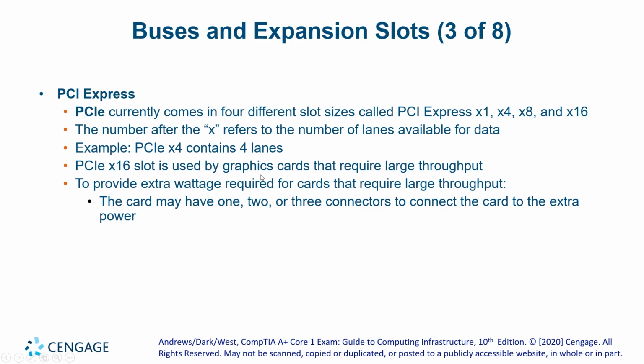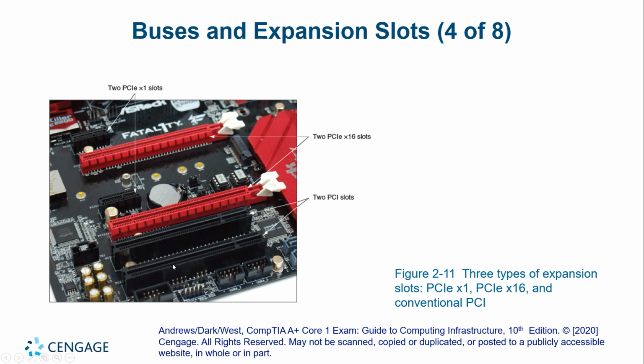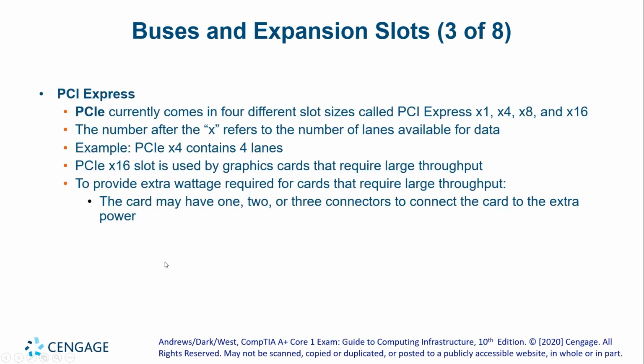A by 16 slot is used for graphics cards that require a lot of throughput, and to provide extra wattage required for cards. Sometimes the card may have 1, 2, or 3 connectors that allow the power supply to connect extra cables to it. So it's not just getting power through the socket, it's also getting it by plugging into external connectors. If the card is a high-level video card, for example, that has multiple fans on it, it's going to need extra power to make that run.